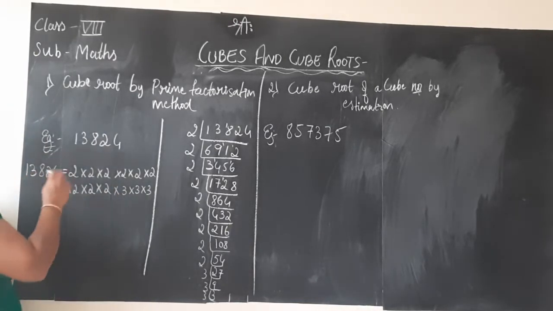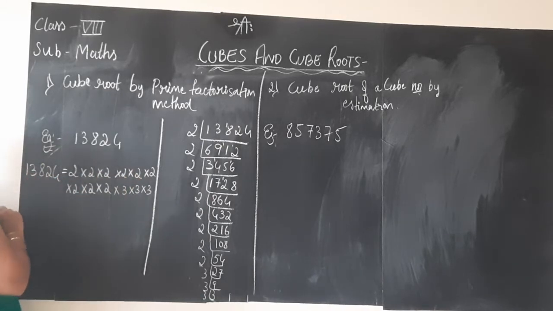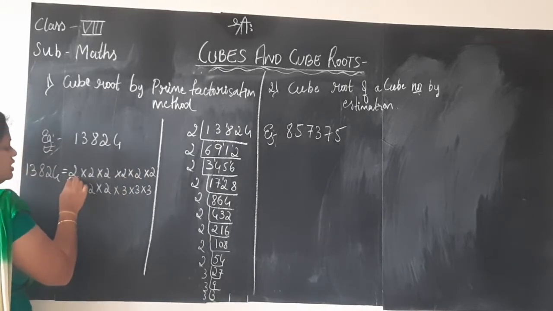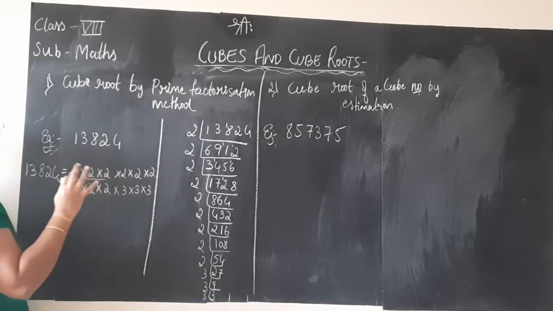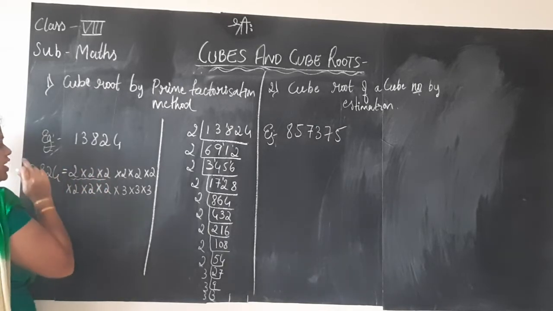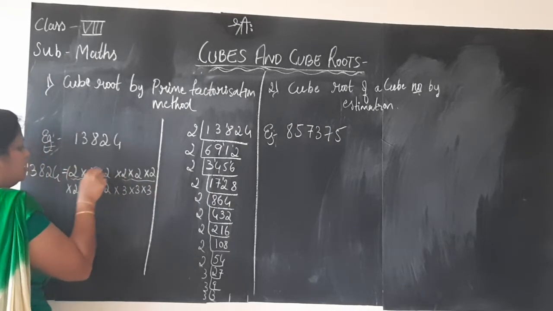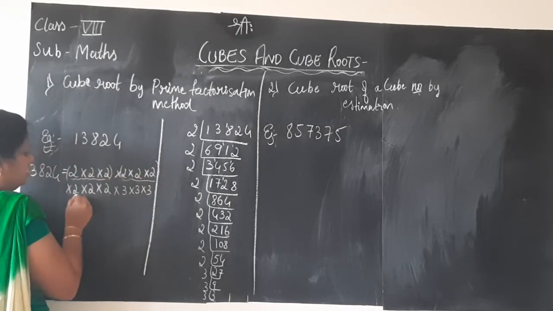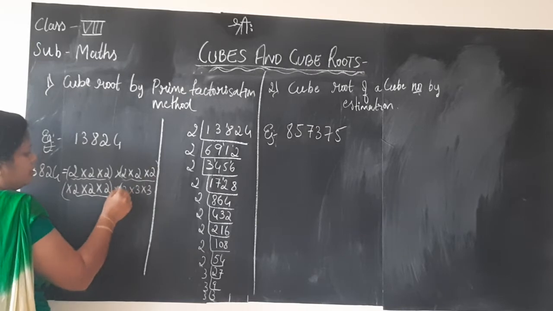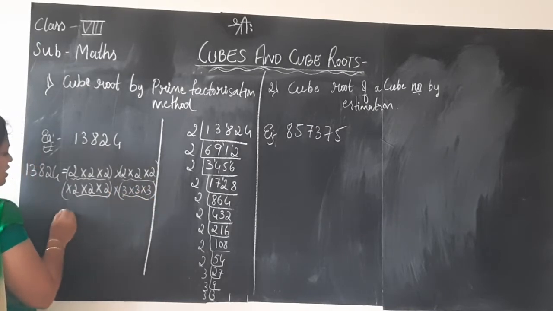After writing the prime factors, the next step is grouping. You know this part already. Group in terms of 3. Why? We are finding the cube root. So first 3 2s make one set, then another set, then another set. Again we have 3 2s, one more set, and 3 3s we have, children.